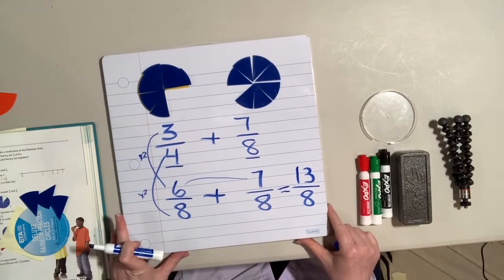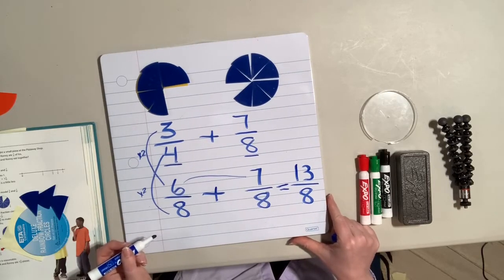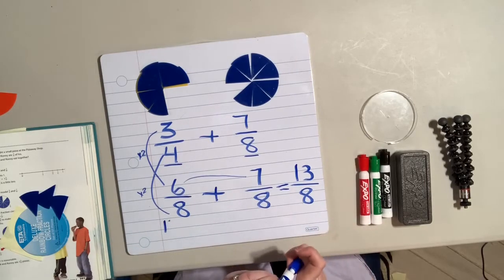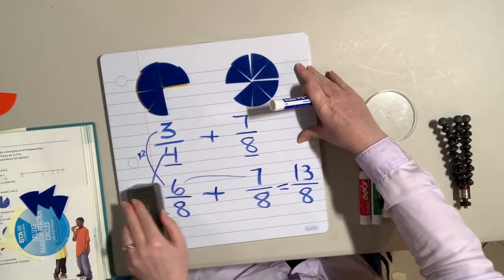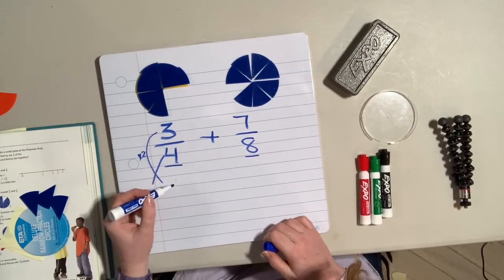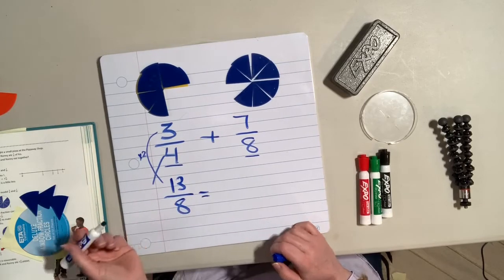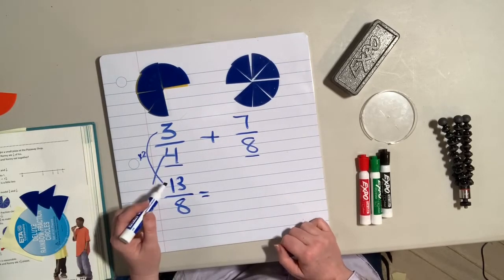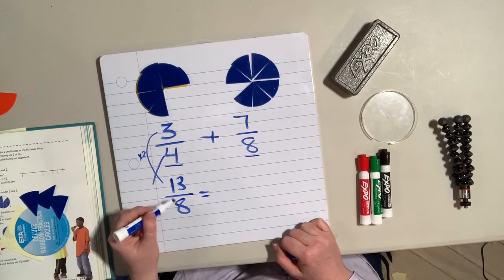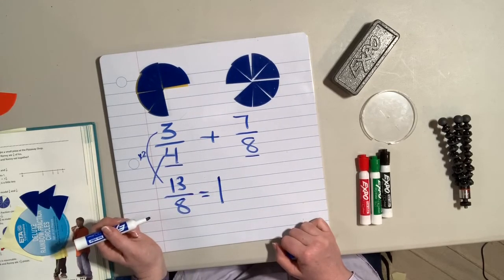However, we're not finished because we don't like to leave any answers as an improper fraction. So you would take that 13/8. Let me just erase this so I have more space. You would take the 13/8 and convert it to a mixed number. How do we do that? 13 divided by 8, or 8 goes into 13 how many times? 1 time, with how many left over?